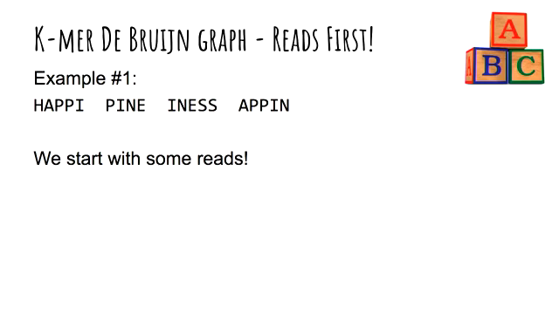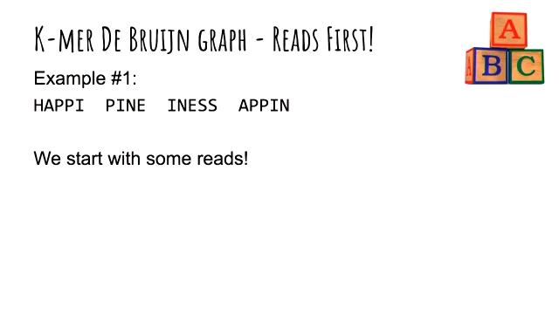All right, we're going to do a k-mer de Bruijn graph. We're going to build one. And so we've got some reads. We've got this Happy, Pine, Innes, and Appen. So they're our reads. Now, they're different lengths, aren't they? So we can't do n minus 1 overlaps because they're all different lengths. Most of them are 5 long, but we've got one that's 4, and that's going to screw us up. So we can't just say, all right, find all the 4 overlaps and we'll be happy, because it won't work, okay?